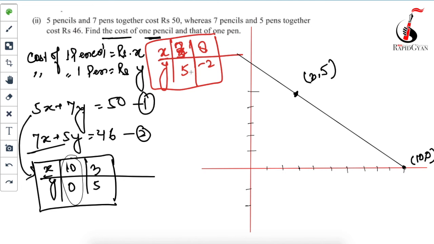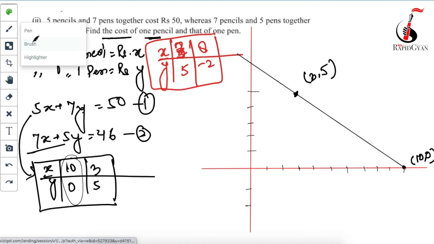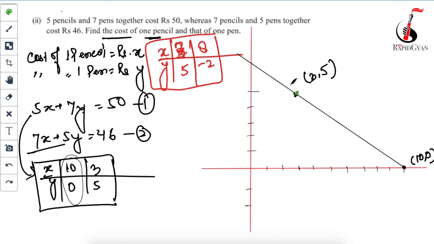Next one is 3 comma 5. X is 3, y is 5. So again this is the point which is your 3 comma 5, and 8 comma minus 2. X is 8 and y is minus 2, means this is the point which is your 8 comma minus 2. Draw the line. So here is the line. So we can clearly see that both the lines are intersecting each other at 3 comma 5, correct?